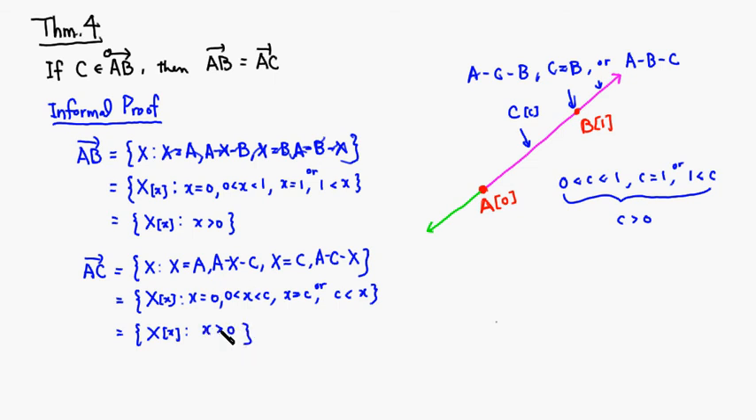So either way, you end up with exactly the same set. Therefore, ray AB is equal to ray AC. That's it. I hope that this was clear.